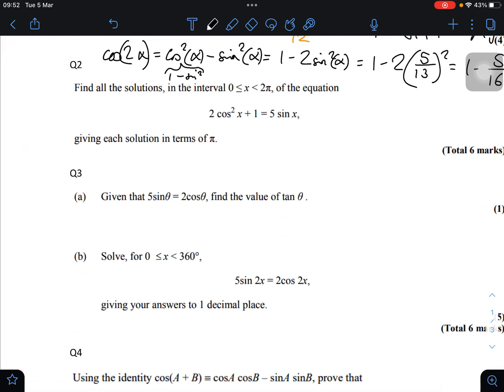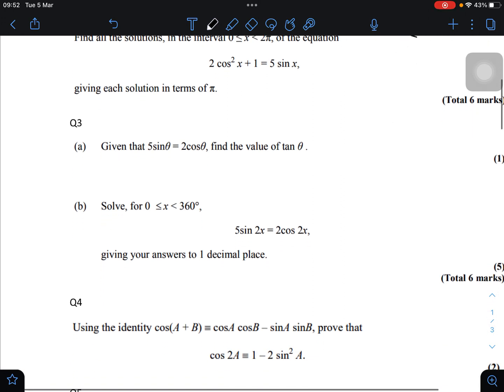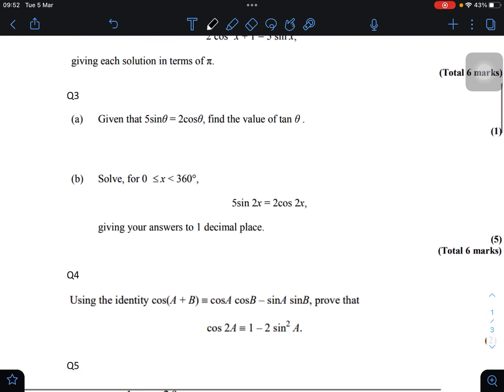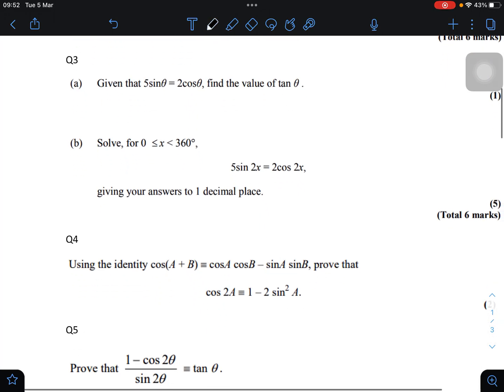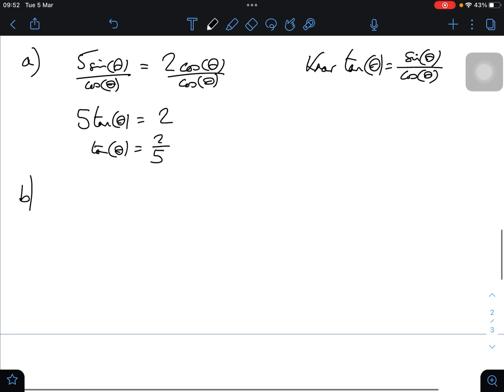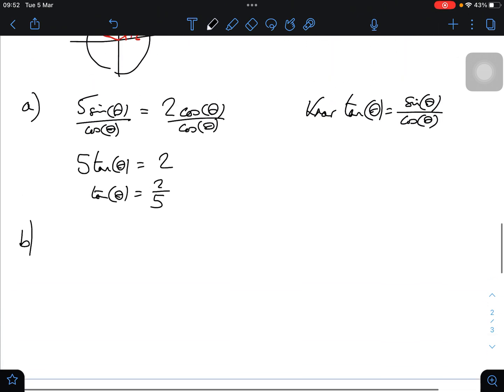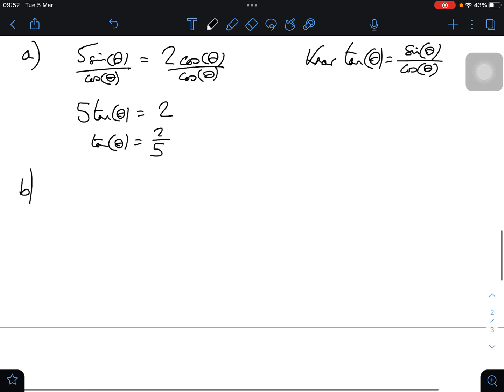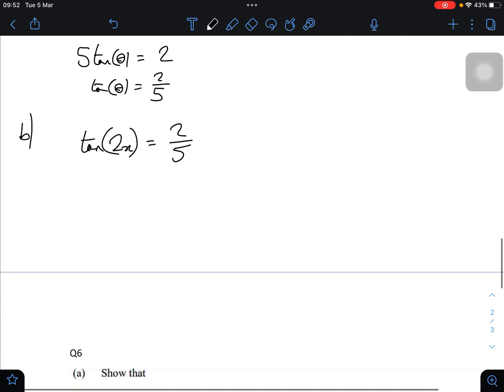If there's a part B, usually we're going to use our value for part A. So solve for 0 to 360 degrees. Key part here is this one here is now in degrees, whereas the last question was in radians. So your answers have to be in degrees. And all they've changed here is theta for 2x, and so therefore we know that what we've learnt above still applies. So tan 2x equals 2 over 5. And for solutions, x from 0 to 360.